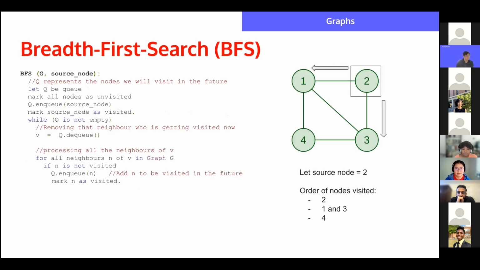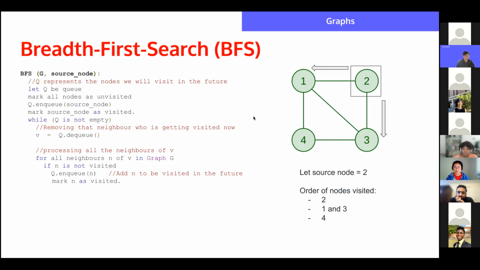Okay, so let's look at BFS really quickly. So again, I'll start with the image. Assuming that we start at node number 2, the first nodes we would visit are the ones closest to it. So we visit 1 and 3. And then from there, we would visit 4 because it's furthest away from our initial starting node. And we do this very similar to how you would traverse through a tree.